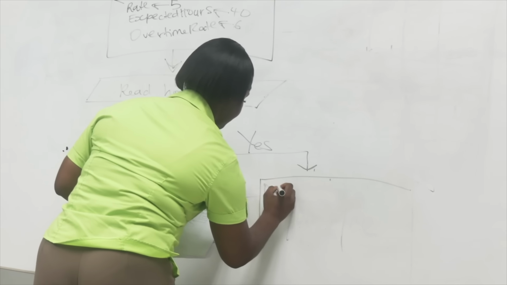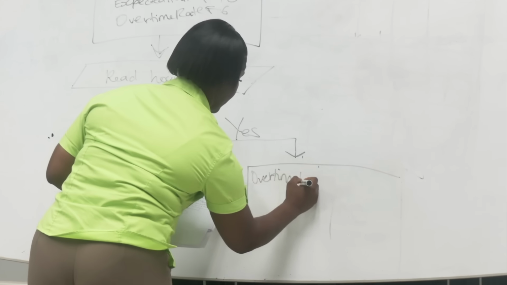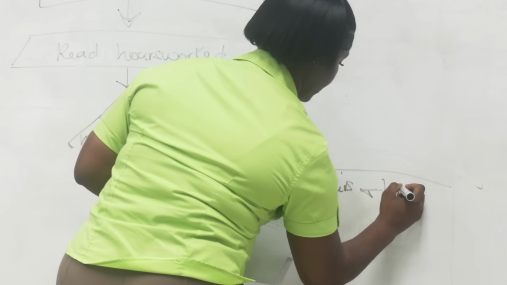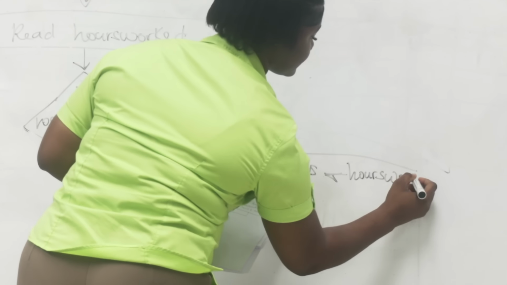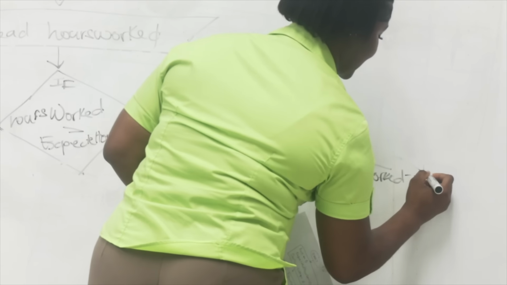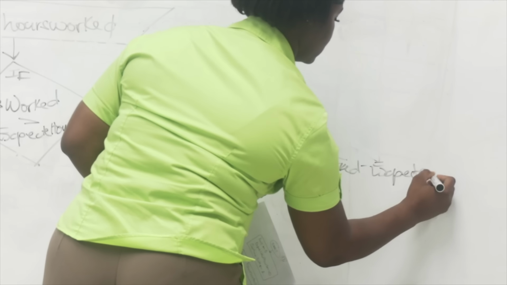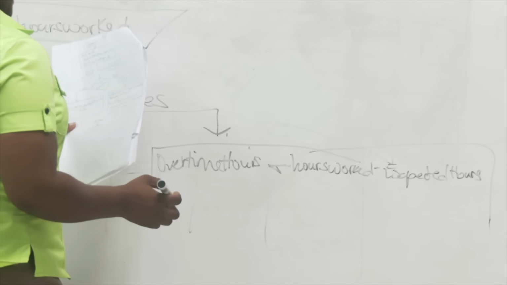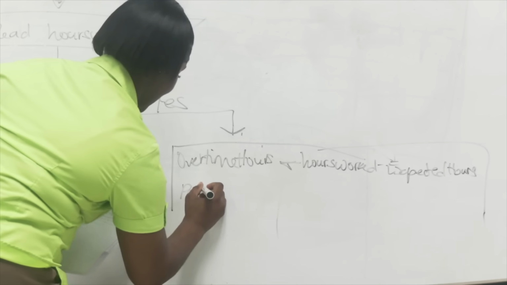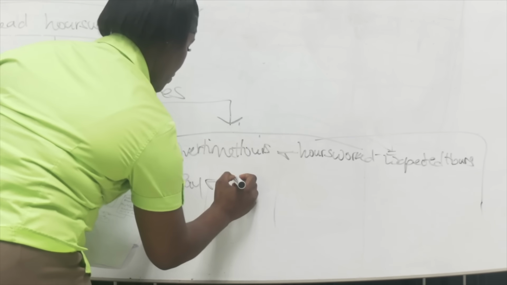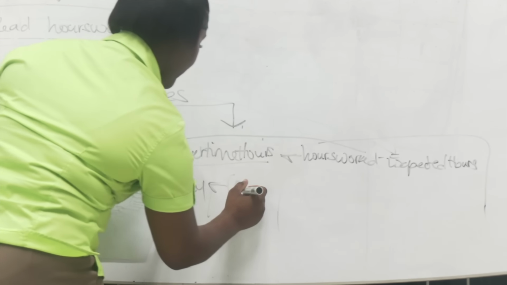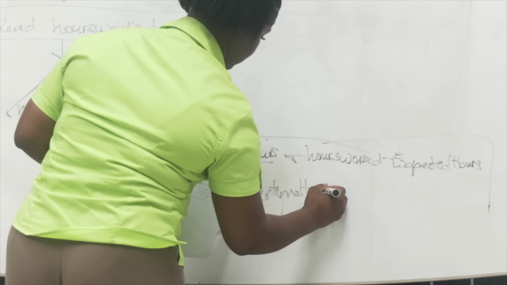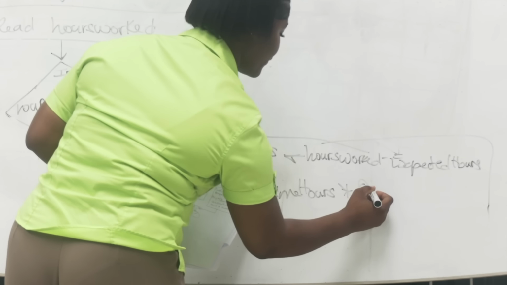So overtime hours is equal to hours worked minus expected hours. Right? And we have our pay now calculated as the overtime hours, which we just found up here, times the overtime rate.